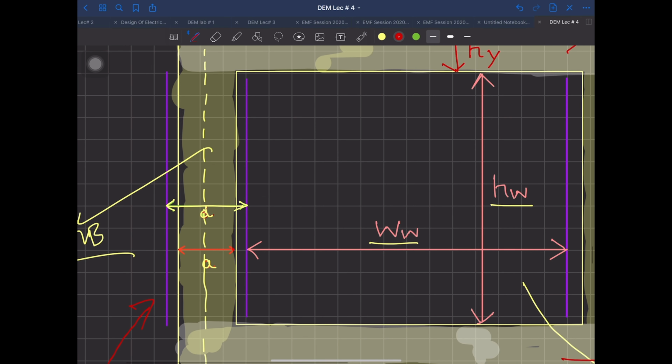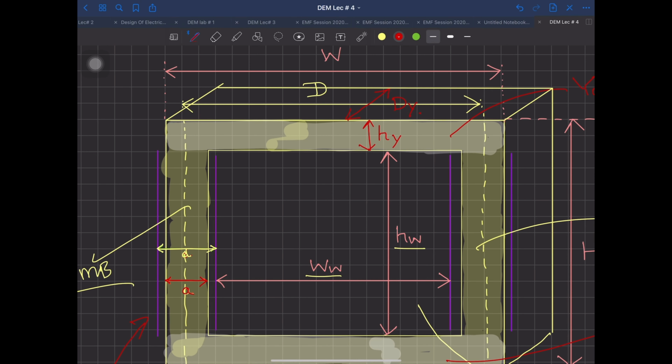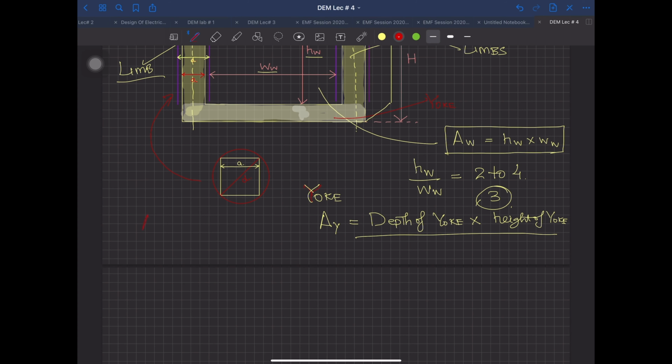If you see closely over here, this dimension was a, तो आप इसको भी a ही रखेंगे. Now area of the yoke कहाँ से आएगा? Now the common practice is this, that you keep the area of the yoke equal to the net core area. But if you are using a square core, आपके losses होंगे because of the air gap. So what you will do, you will keep area of the yoke 15 to 25% higher than the area of the core.